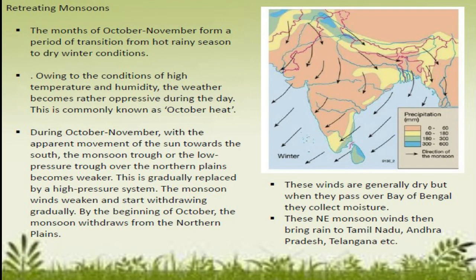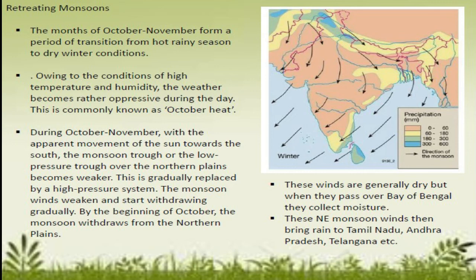Northeast monsoons or retreating monsoons. The months of October to November form a period of transition from hot rainy season to dry winter conditions. Owing to the conditions of high temperature and humidity, the weather becomes rather oppressive during the day. This is known as October heat.